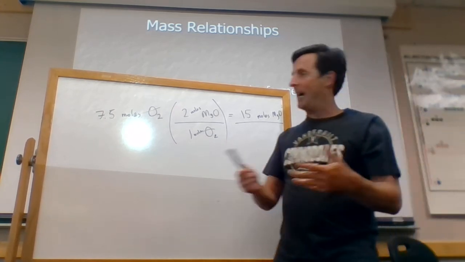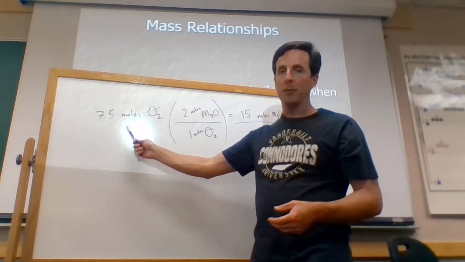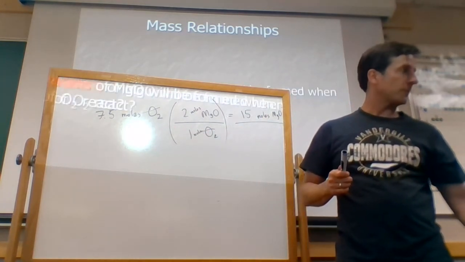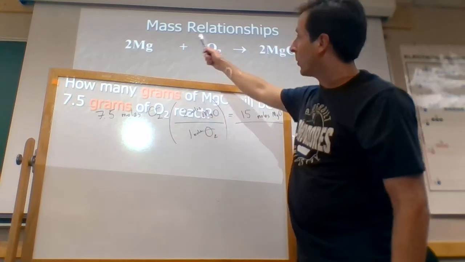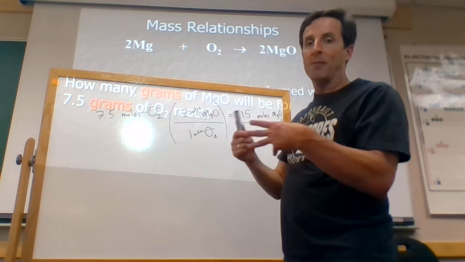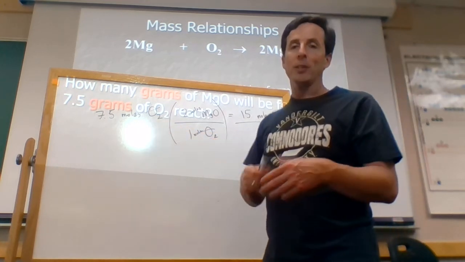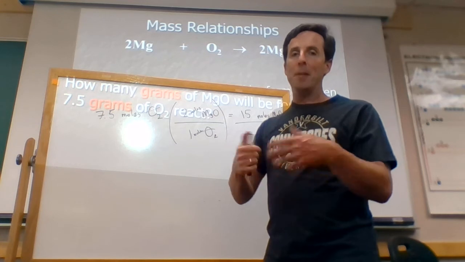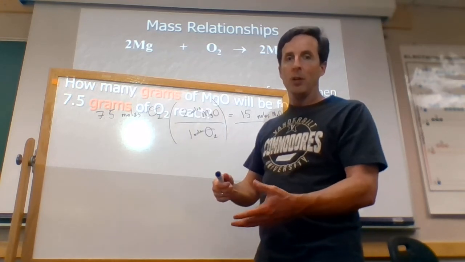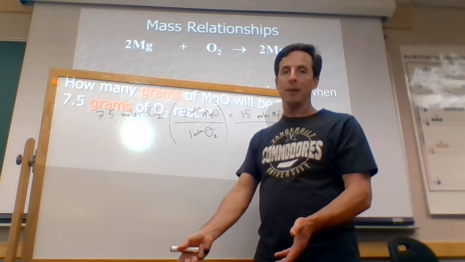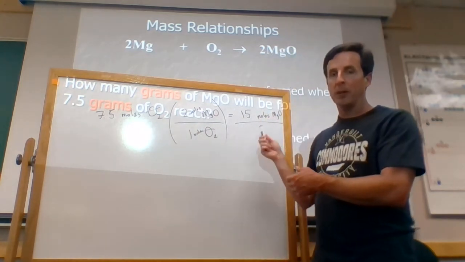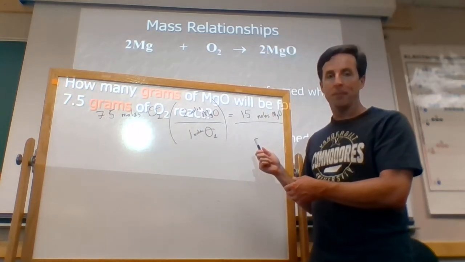So if I react 7.5 moles of oxygen, I have to assume in my reaction, the reaction requires both magnesium and oxygen to be present. If the 7.5 moles of oxygen are going to react, I have to assume that the magnesium's there too. It's not mentioned, but the reaction can't happen if both of them aren't there. So I'm assuming, okay, there's plenty of magnesium there. I'm going to use up all my oxygen. How much MgO will be formed? And 15 moles is the answer, okay?